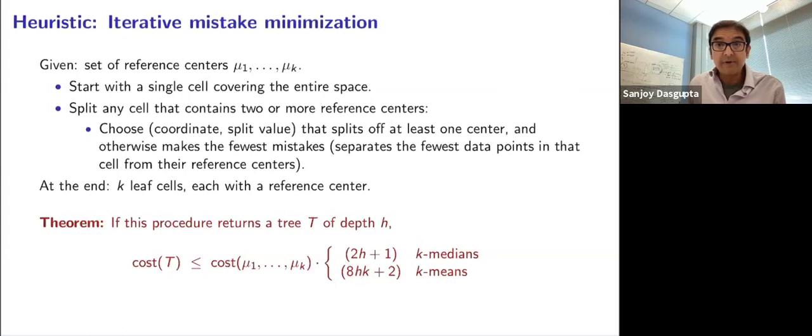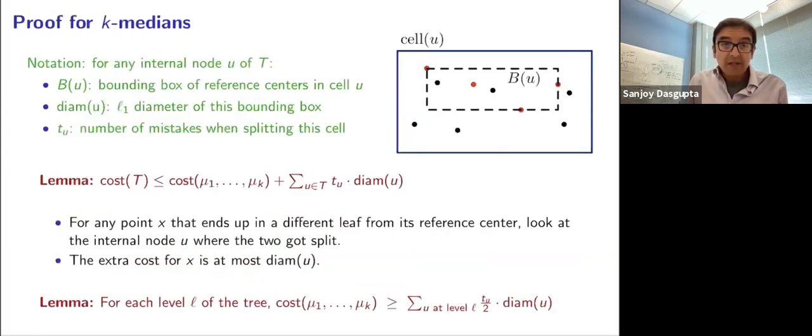So let me go into the proof of this. It's very simple, so I'll just go through it in its entirety. Okay, how are we able to bound the cost of this tree? I'll show the proof for k-medians. The proof for k-means is basically the same.